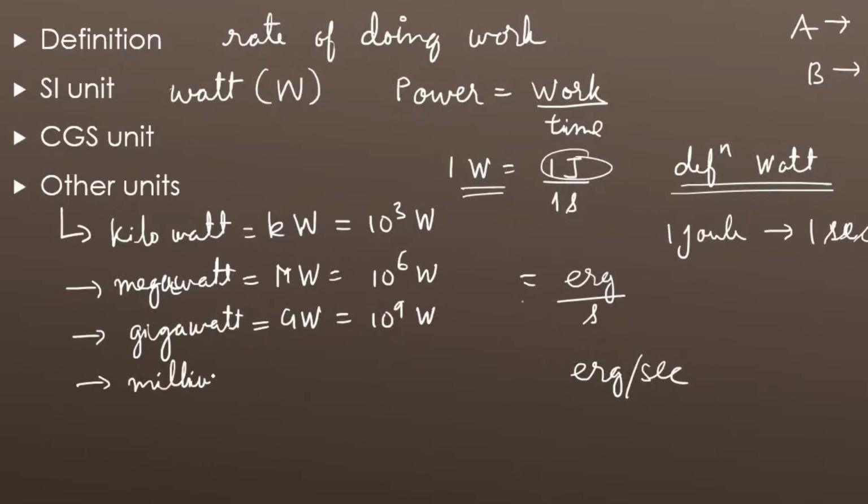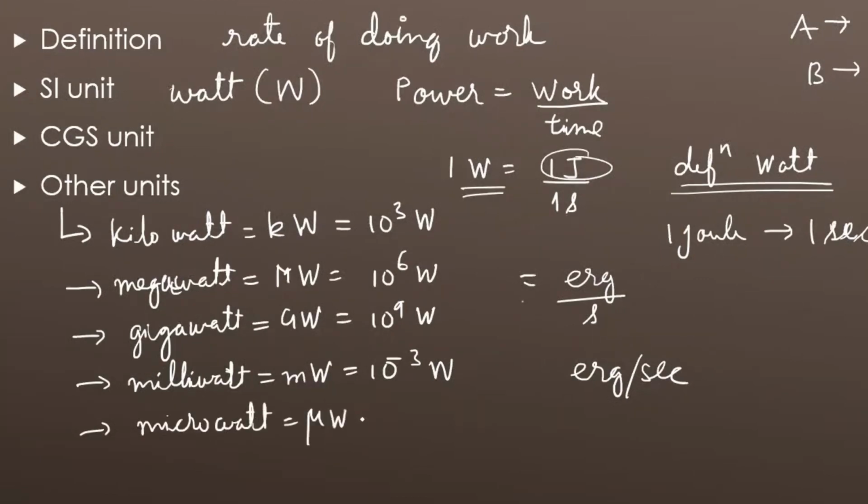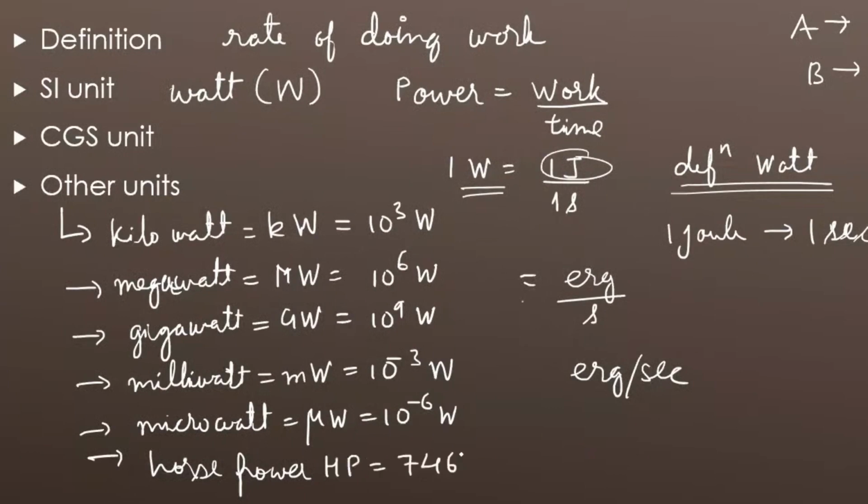Then there is milliwatt, which is 10 to the power -3 watt. Then you have microwatt, 10 to the power -6 watt. Horsepower is 746 watt.